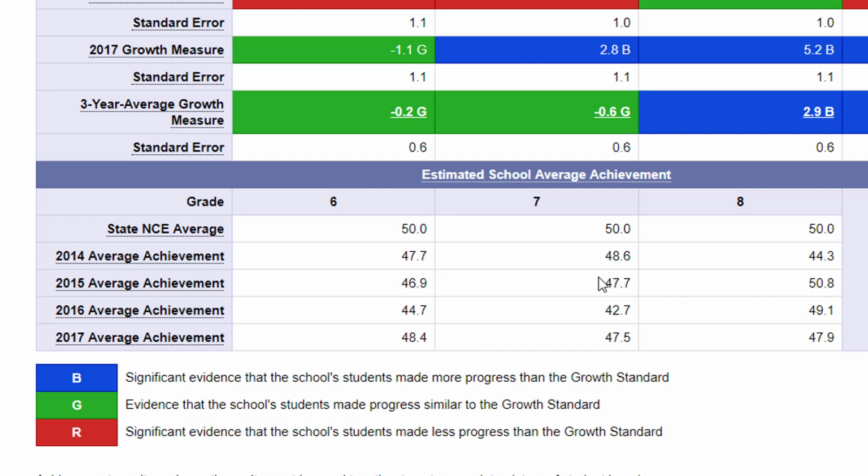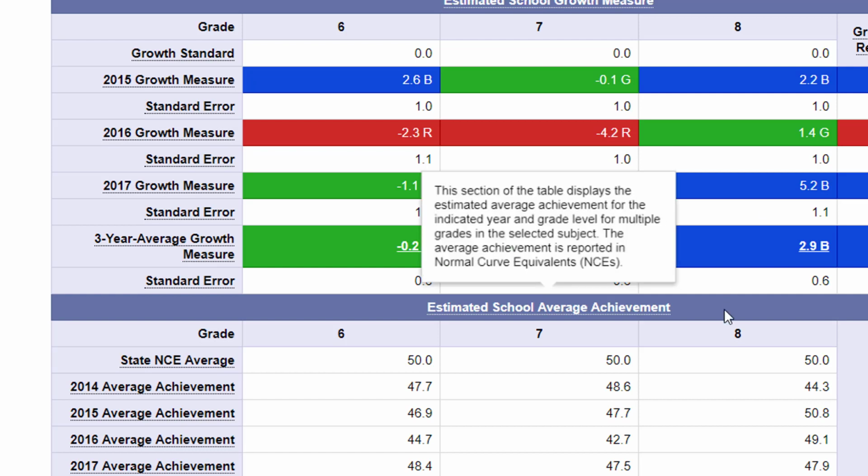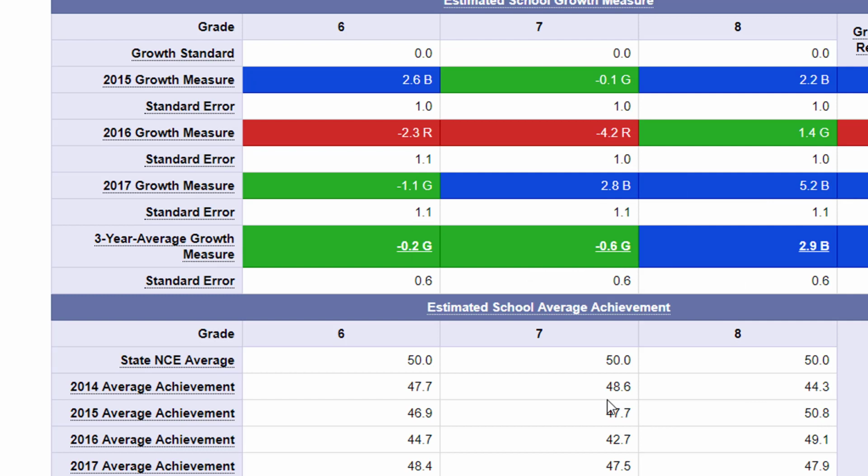So then as this group of students moved to the 8th grade, they increased their NCE to a 49.1. So if I come up to this right here, 2016, in the 8th grade, they have a 1.4, which is where you take the 49.1 and subtract the 47.7. So this cohort of students did a good job. They maintained their level of achievement from 6th grade to 7th grade, and then increased that level of achievement when they moved to the 8th grade.